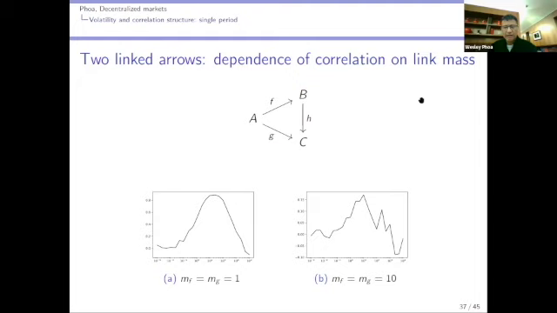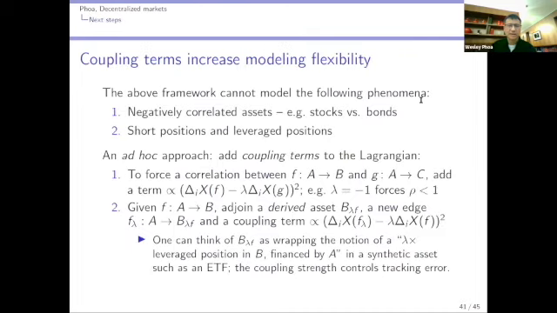This showed how the correlation of these arrows F and G varied depending on how strong a link there was between their codomains. But you can see you can't get a negative correlation here. And in general, the model as stated cannot model markets in full generality. You can't model negatively correlated assets. You can have negative correlation in arrows, but only because they're pointing in the opposite direction. And you can't really model things like short positions and leverage positions.